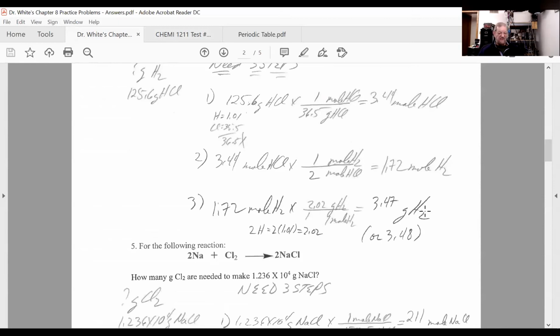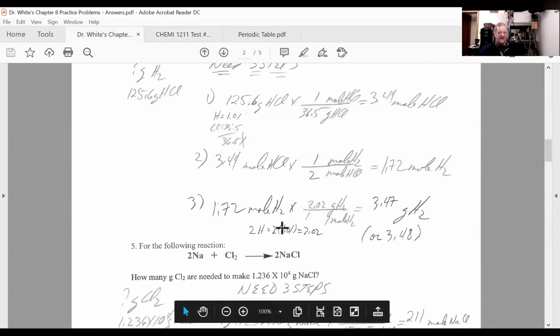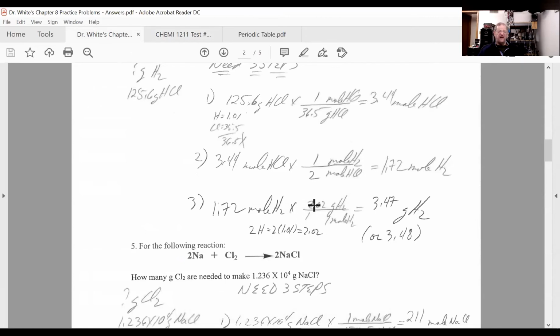I use my good buddy, my good friend, unit analysis. Whatever I'm trying to get to goes on top of the ratio. Whatever I'm trying to get rid of goes underneath the ratio. And where do I get these numbers? 1 mole and grams of hydrogen. If you look at important information, test number 2, 1 mole of a compound equals the molecular weight of that compound in grams, and the molecular weight is the sum of all atomic weights. And therefore, 1 mole of hydrogen equals its molecular weight.